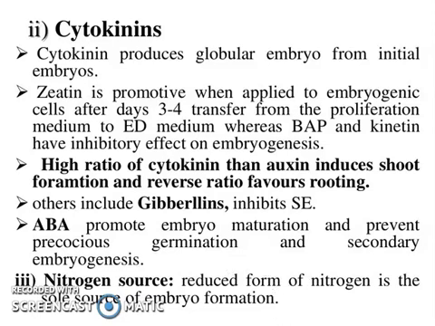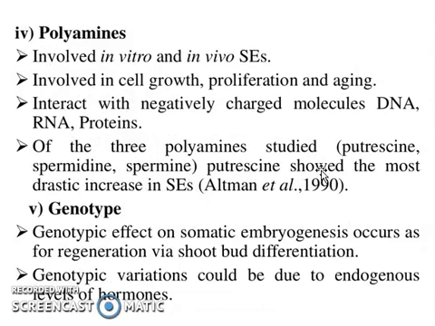Third is nitrogen source. Reduced form of nitrogen is the sole source of embryo formation. Next factor is polyamines. Polyamines are also involved in in vitro and in vivo somatic embryo formation. Polyamines are involved in cell growth, proliferation and aging. Polyamines interact with negatively charged molecules: DNA, RNA, proteins. Of the three polyamines studied, putrescine showed the most drastic increase in somatic embryogenesis.